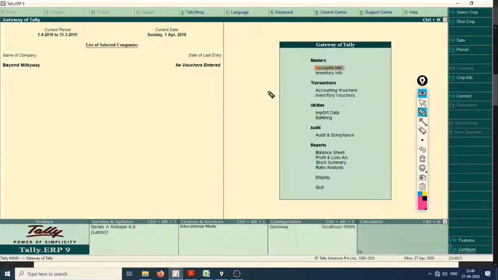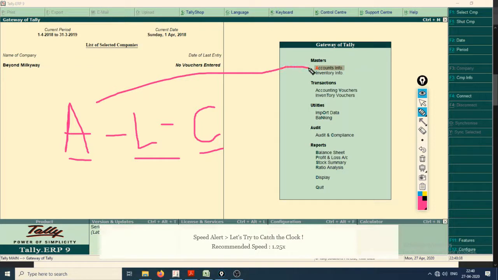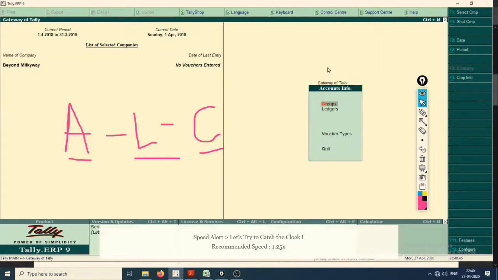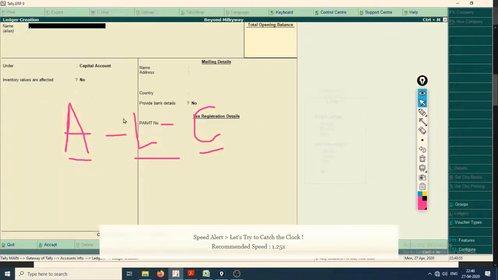Okay, so let's now do this. Let's only use hotkeys to go into that ledger column. That is A, L, and C. So how do I know it? I know it that first one is accounts. Okay, hence accounts is right here. So I'll click on accounts for A, and then I'll click on L, and then I'll click on C. Hence we are at this window right here. So to come to this window you can directly press from the gateway of Tally ALC.